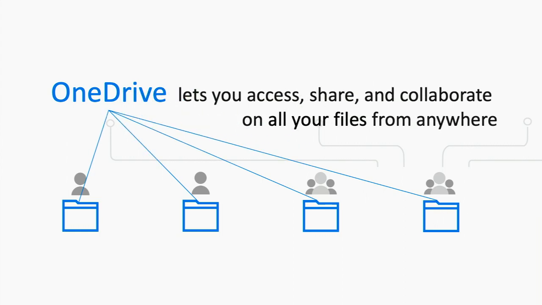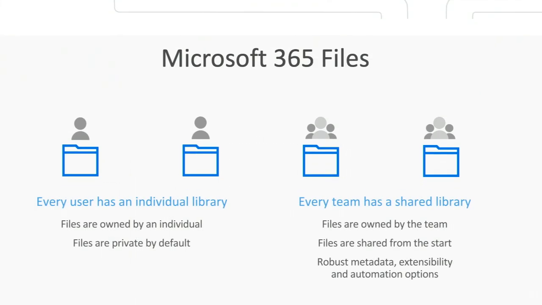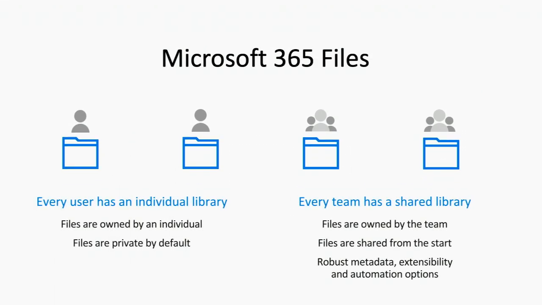OneDrive lets you access, share, and collaborate on all your files from anywhere. It is the Files app for Microsoft 365. It is File Explorer. It is Finder. It's where you go to get to all of your files. When I say all of your files, I mean in Microsoft 365, every user has an individual library to store their files in, and every team has a shared library to store their files in. Think of it like just you have a drive. The individual library is like your modern day documents folder, except it's backed up and it's available from any device.